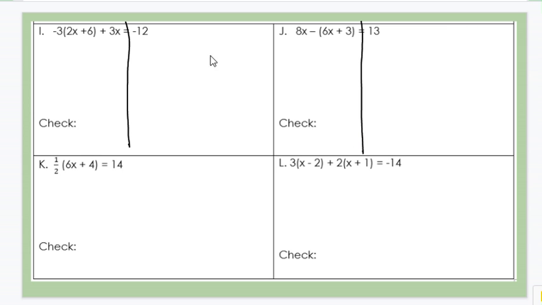All right, I always begin by drawing my wall. So if you're finished, you're pressing play now. If not, you need to work them first, please.